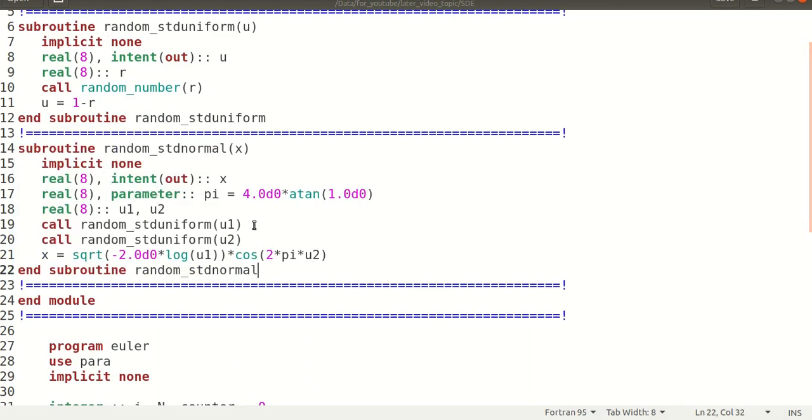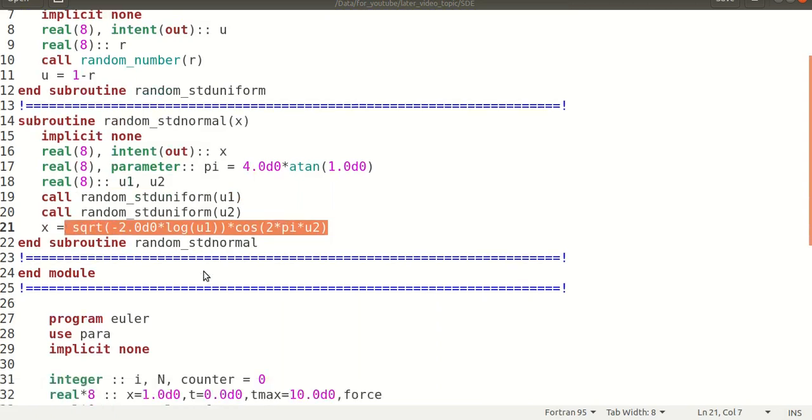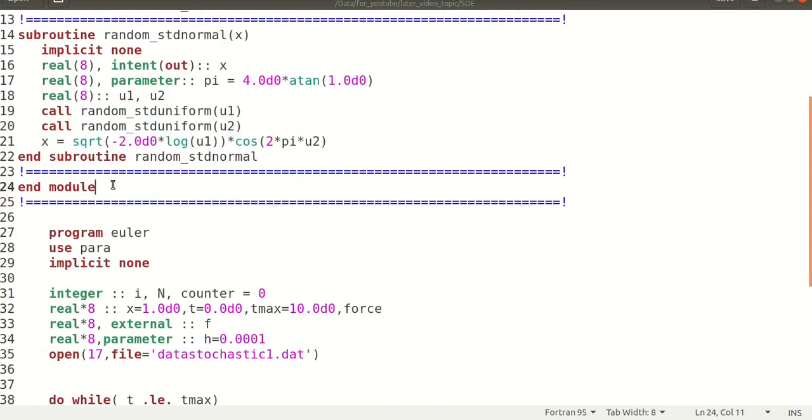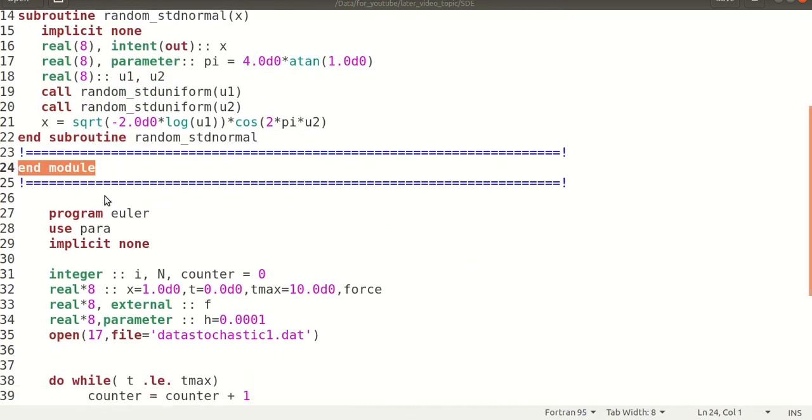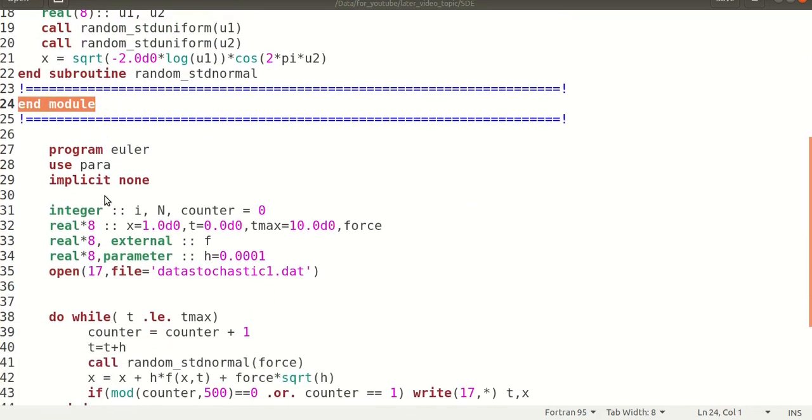Here I am using the previous subroutine inside this subroutine. So here you can also see how to use a subroutine inside a subroutine. This is basically the stochastic part of the differential equation. Then I end the module here, as you can see, and I go to the main program.